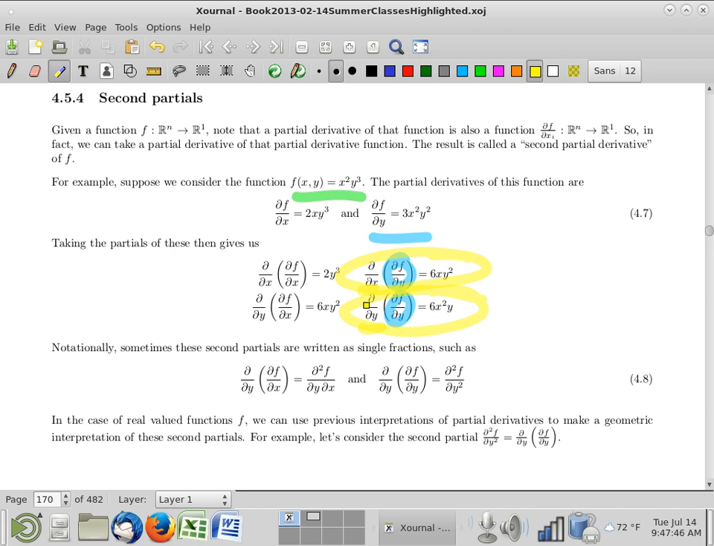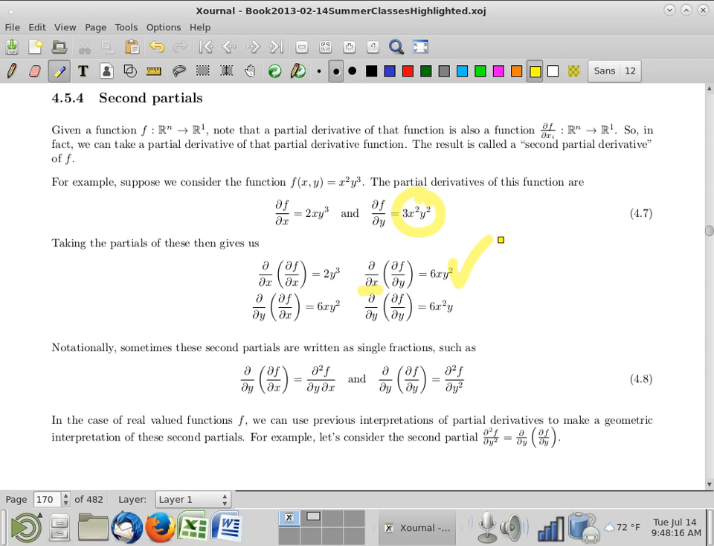And the rules are the same. Given this function, the way I take the x partial of it is I treat y like a constant. I take the derivative, interpreting x as the only actual variable. And so I get the 3x squared has derivative of 6x, and then the y squared stays along for the ride. Right? So it's the same process. It's just that I'm taking a partial of a partial. Everybody okay?